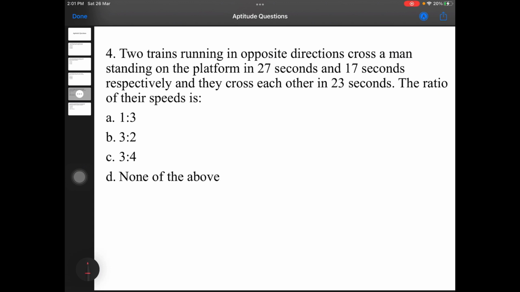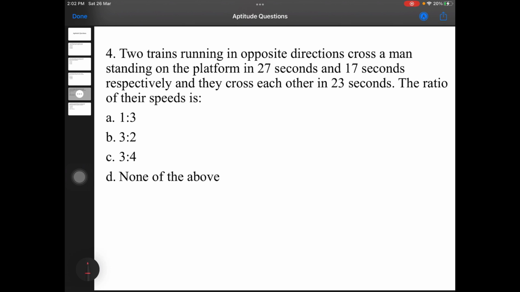Question number 4. Two trains running in opposite directions cross a man standing on the platform in 20 seconds and 17 seconds respectively, and they cross each other in 23 seconds. The ratio of the speed is option A 1:3, option B 3:2, option C 3:4, option D none of the above. Here in this question, first of all, we have to remember the formula.